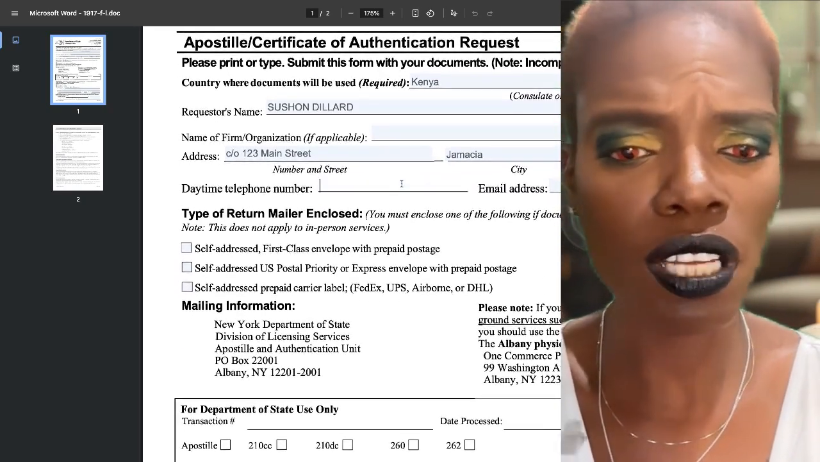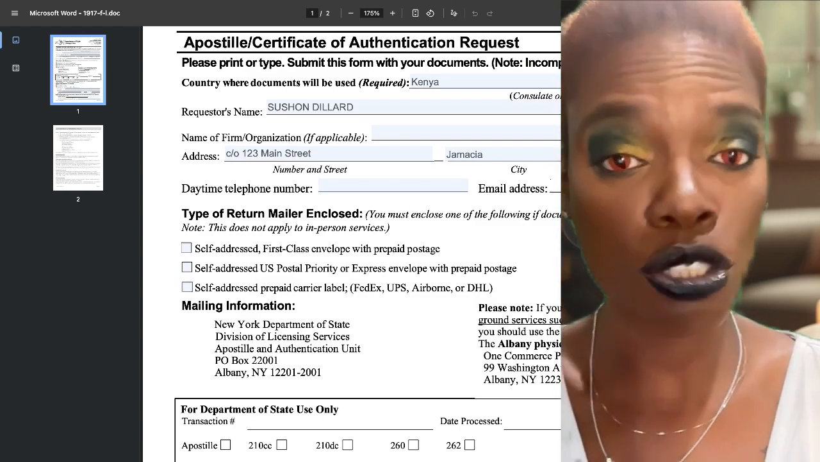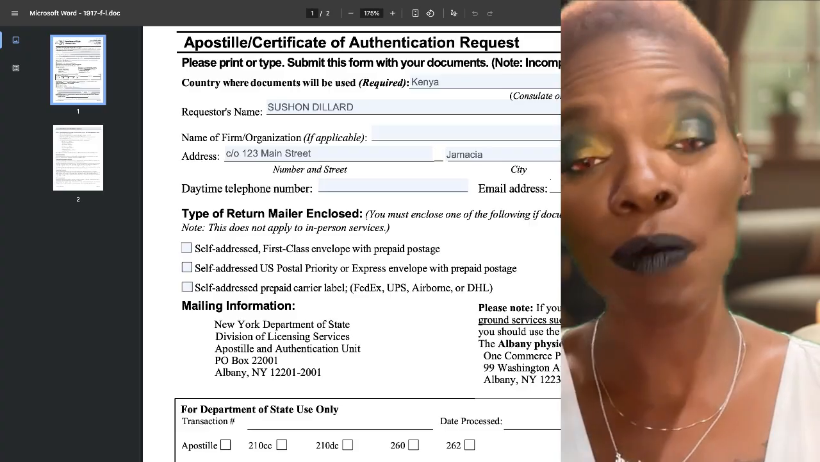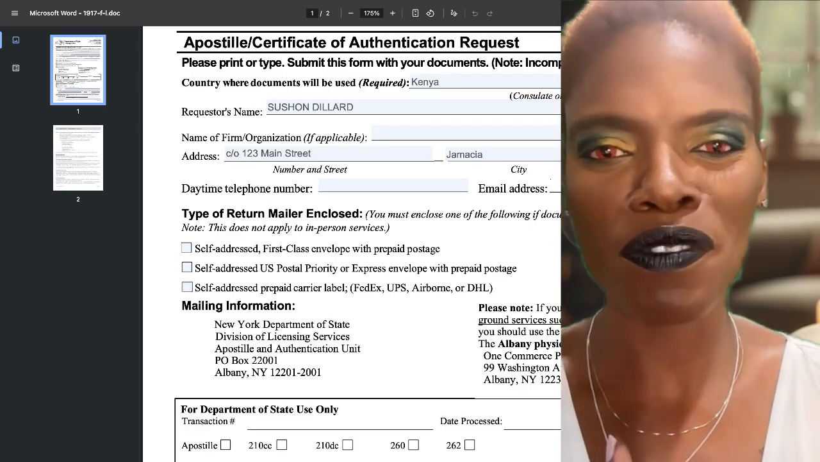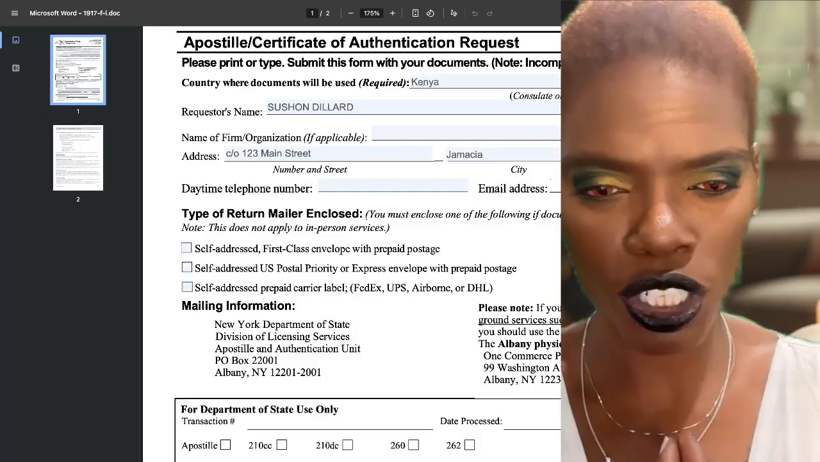When it comes to your telephone number and when it comes to your email address, it is strictly up to you. It's optional. Now, if there's an emergency, it's good to have that information there. However, it's completely up to your discretion, okay?